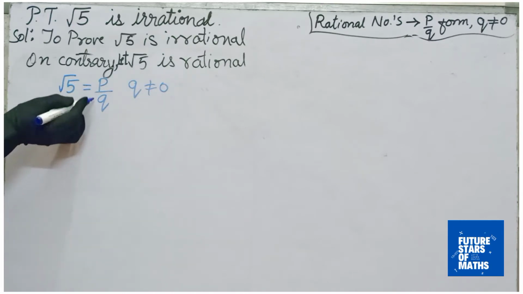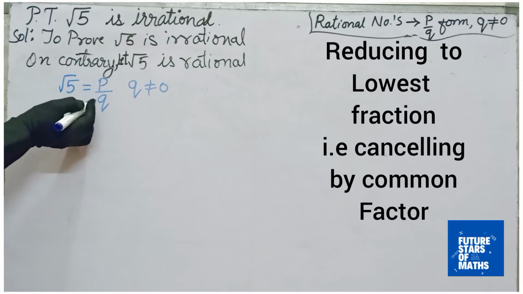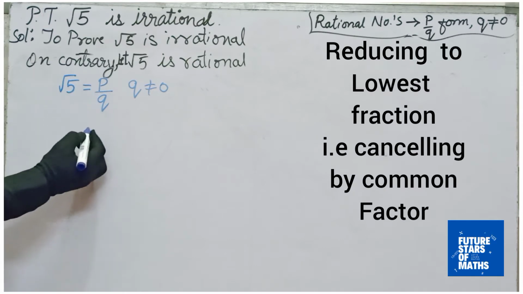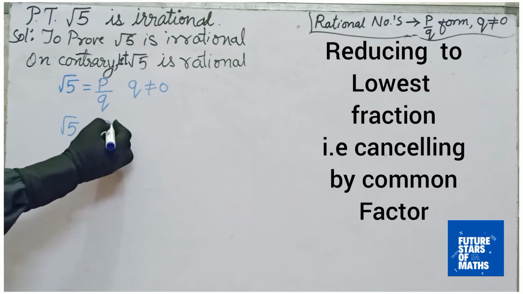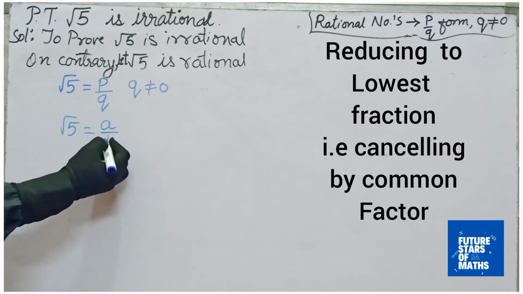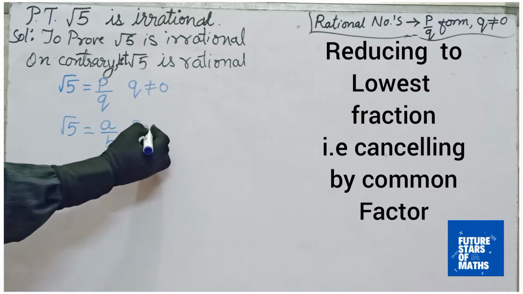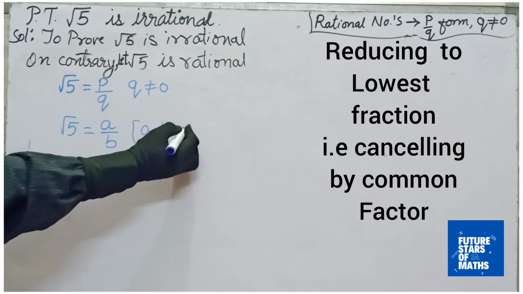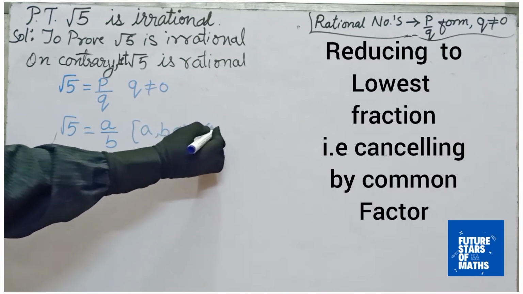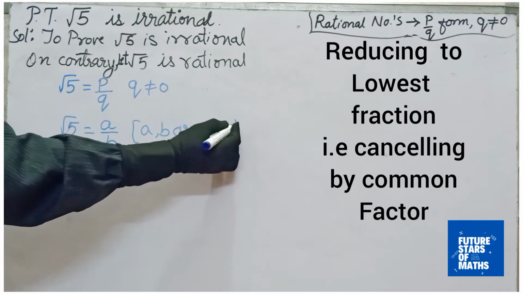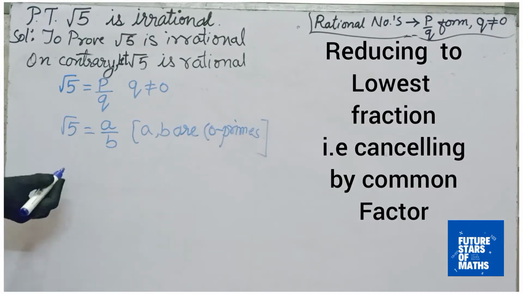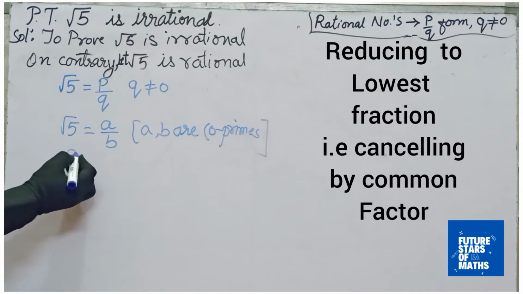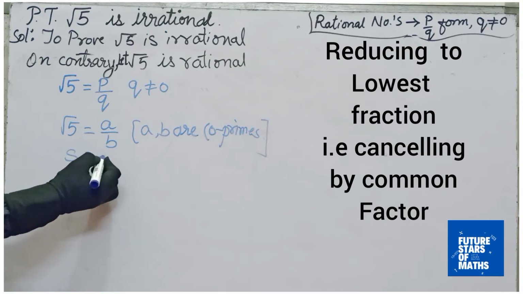But these two numbers may have a common factor. So by reducing this to the lowest fraction, we will get root 5 equal to, taking some other alphabets, a by b, where a and b are co-primes. Okay. Now what do we have to do? We will square on both sides.